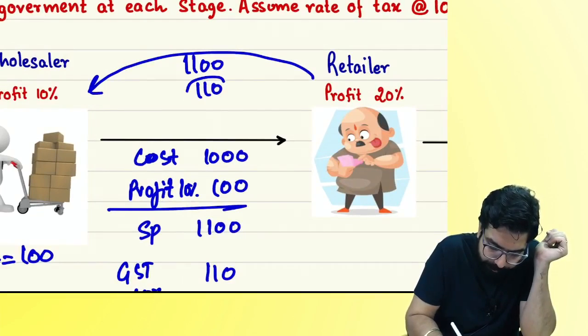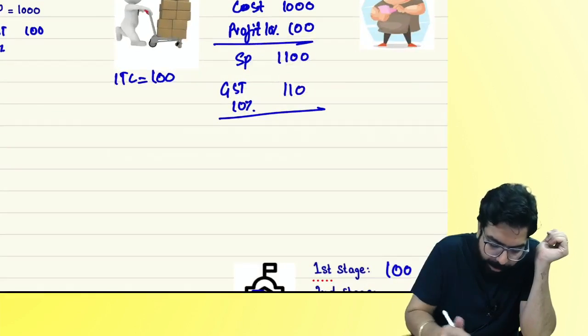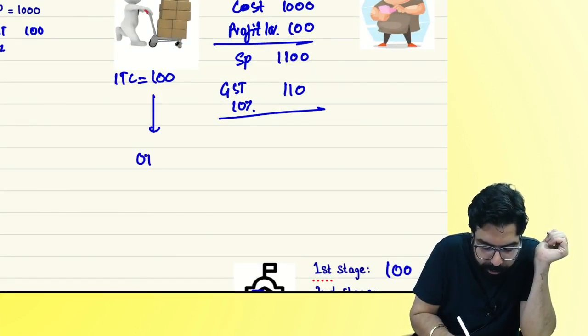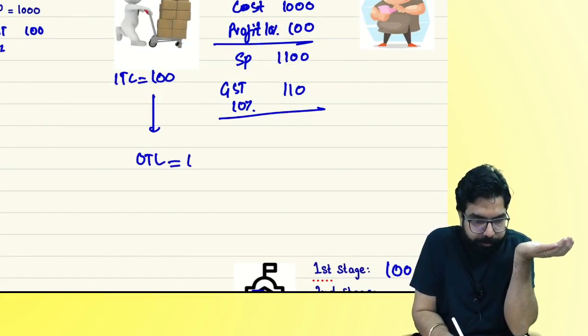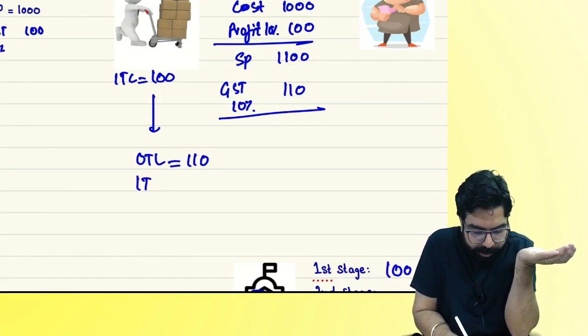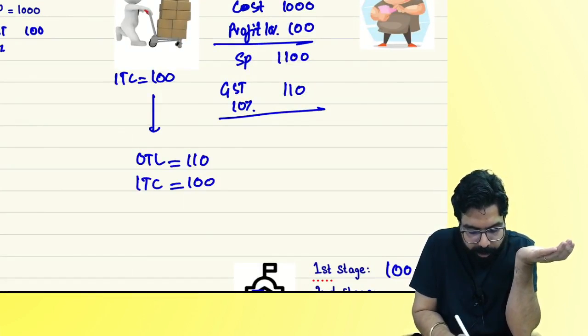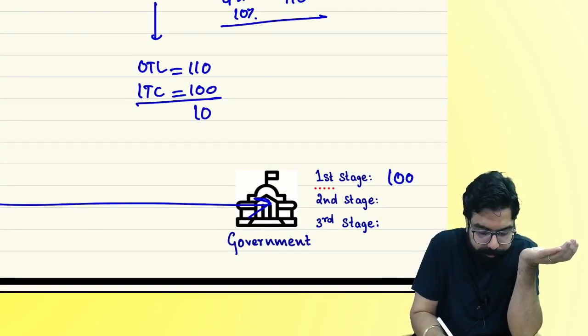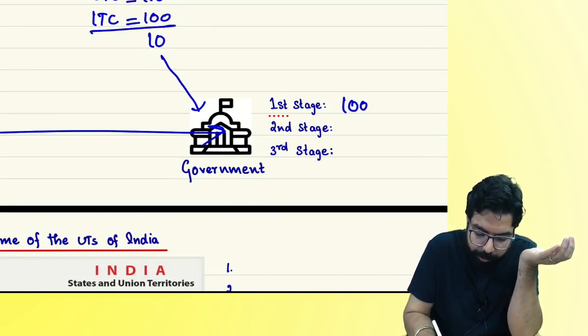Now he will get how much? 1100 plus 110. Can you tell me what is his output tax liability? What did he collect? 110. Input tax credit how much, everyone? How much will he pay to the government? Second stage government got 10.